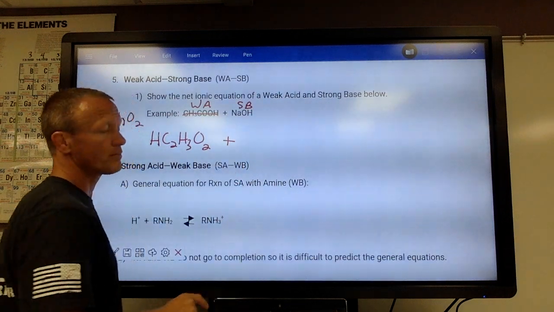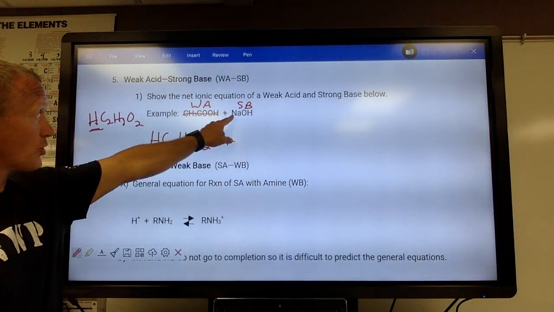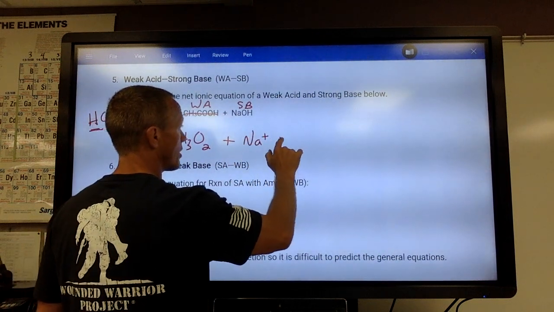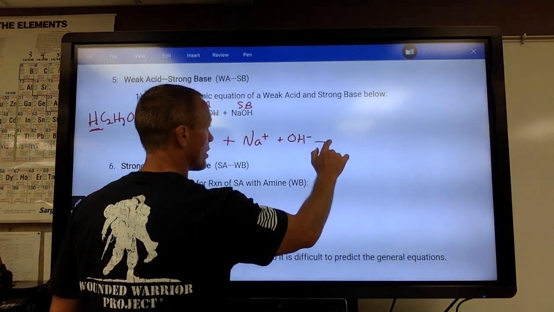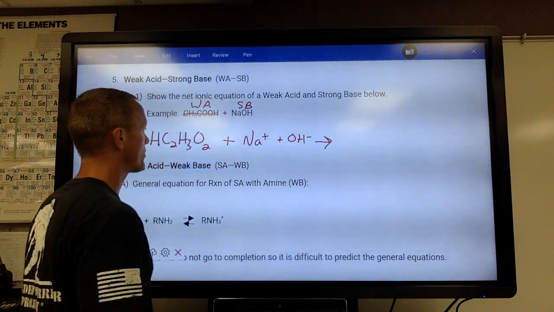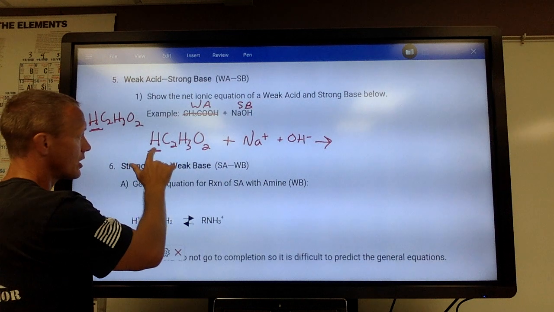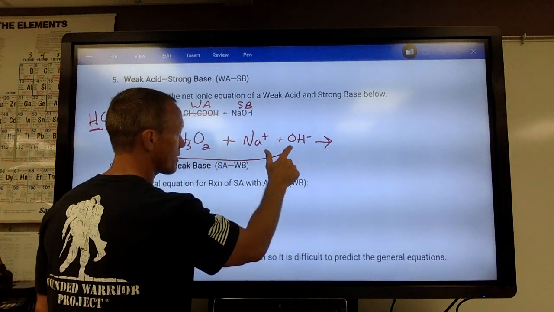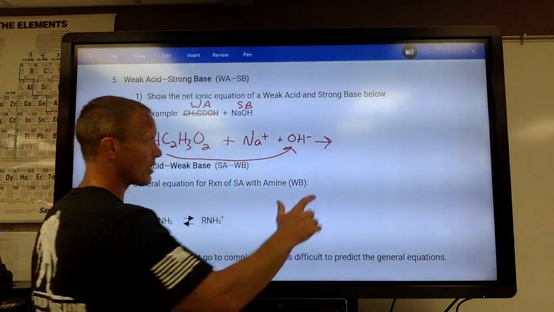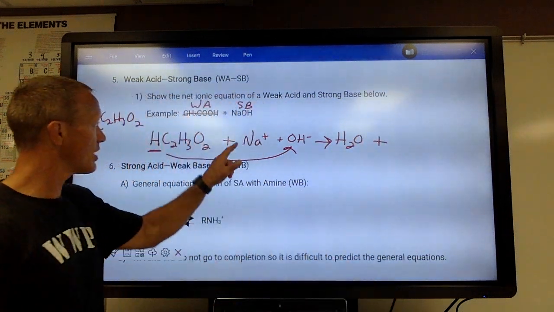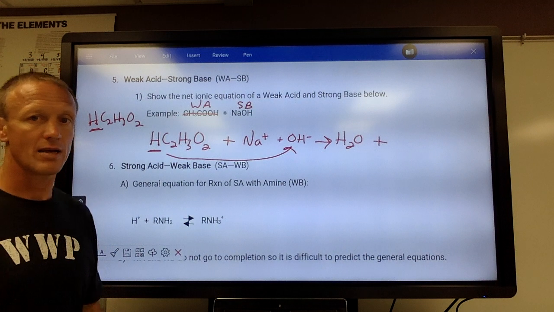Reacting with a strong base. So if we think about it, this splits apart into sodium ions and hydroxide ions. It's really still a double replacement reaction. Acid is always giving a hydrogen to the base. So we still get water being formed, and you end up with some sodium acetate.